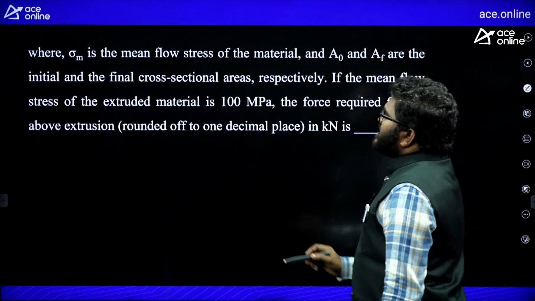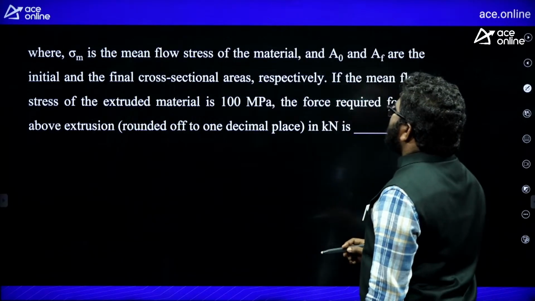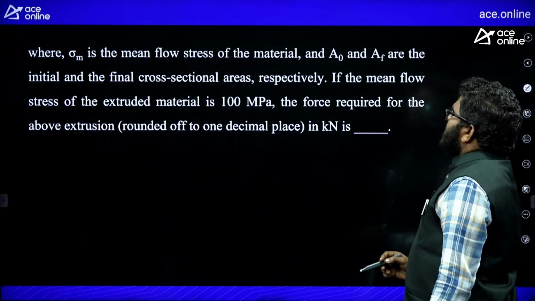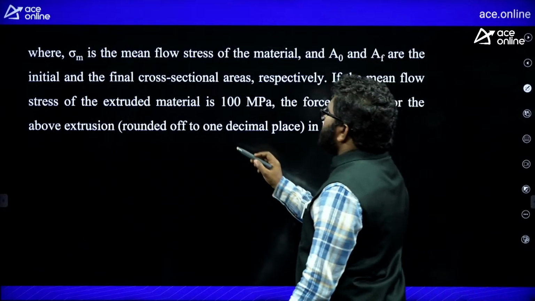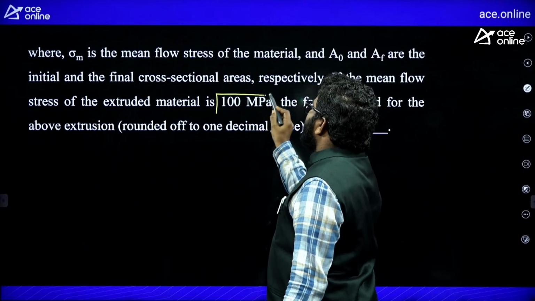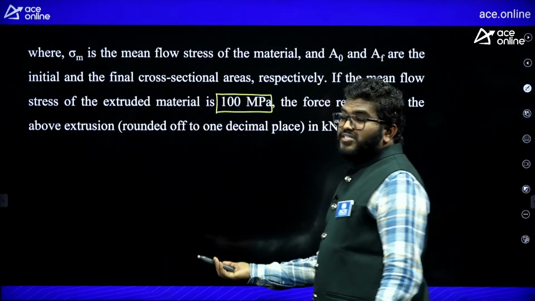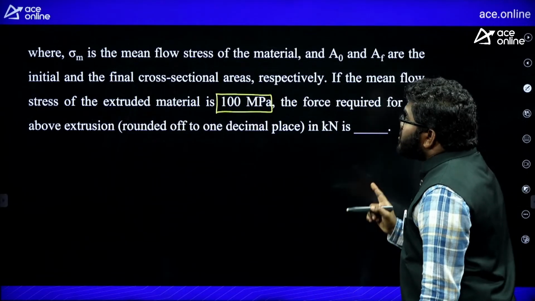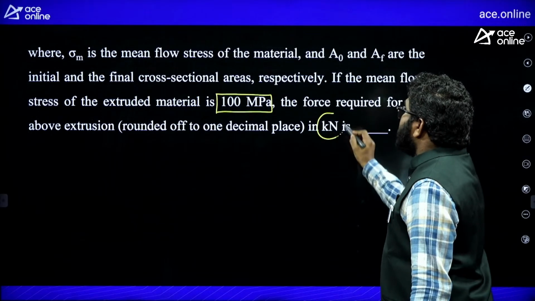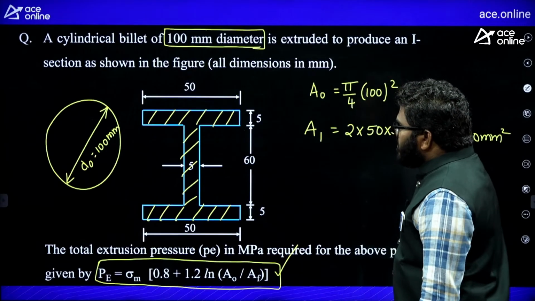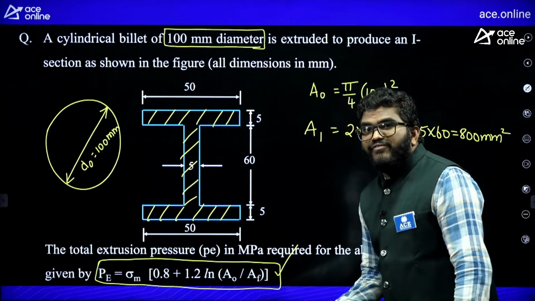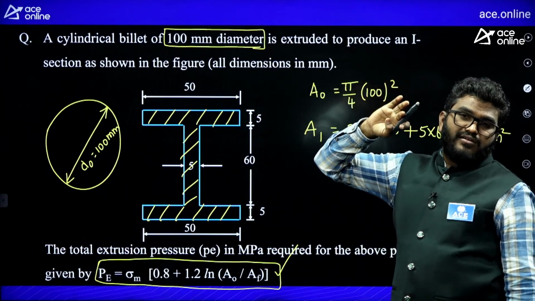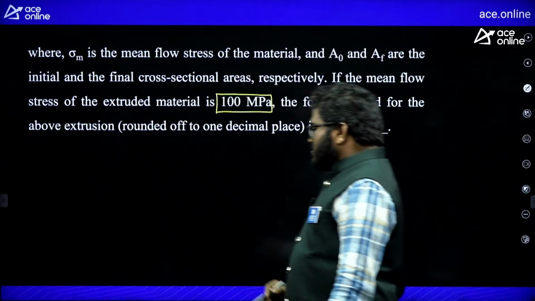Next, where sigma m is the mean flow stress of the material, A naught and AF are the initial and final areas. If the mean flow stress of the extruded material is 100 megapascal, so mean flow stress is also given. The force required for the above extrusion process, force they are asking in kilonewton. Some of you people will forget they are asking force, but you will substitute in the equation and get it out from that. But listen, force they are asking.